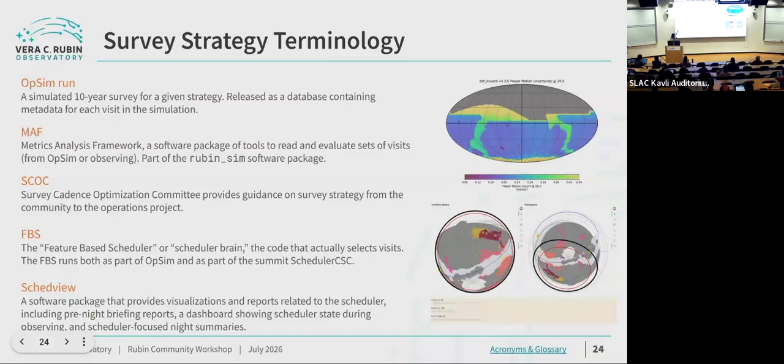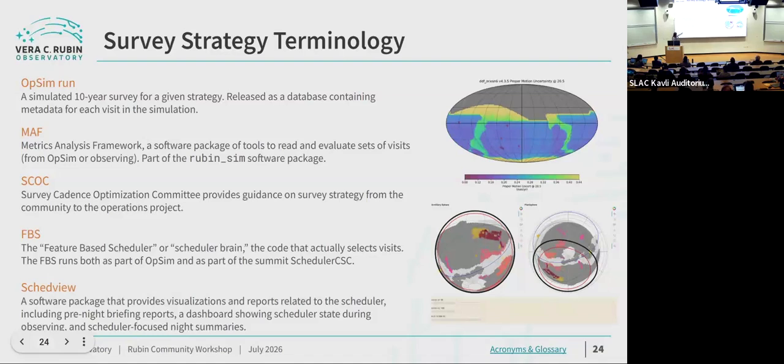We have the FBS, or Feature-Based Scheduler. This is the software implementation of the strategy. It's what I call full self-driving mode for the telescope. They turn this on and it makes every decision during the night of where to point the telescope. So that's taking the SCOC's English words and translating it into code.